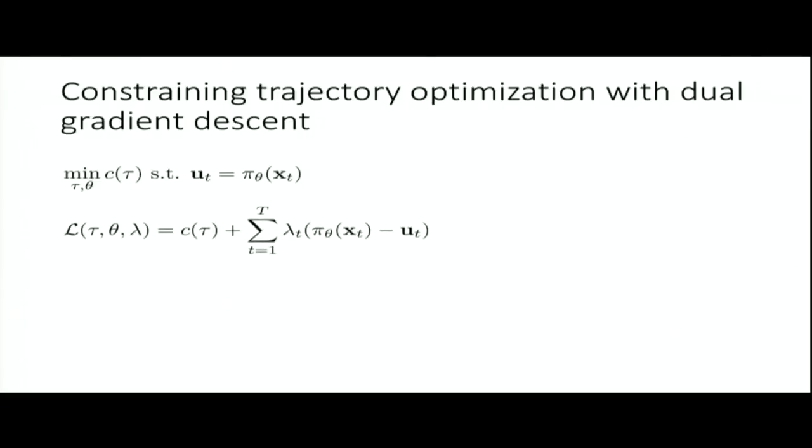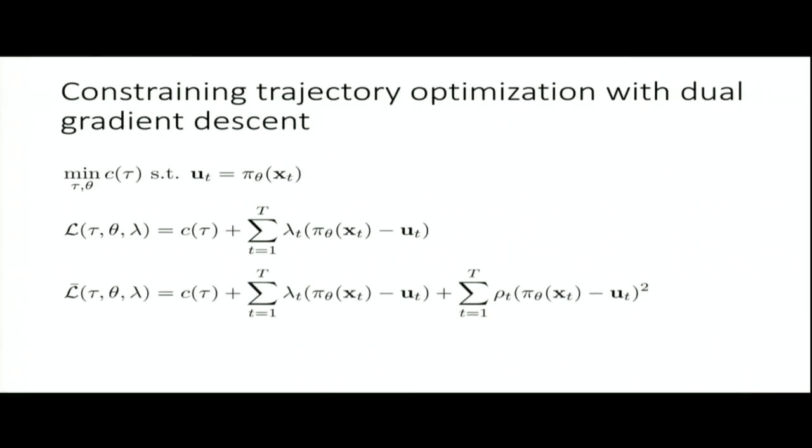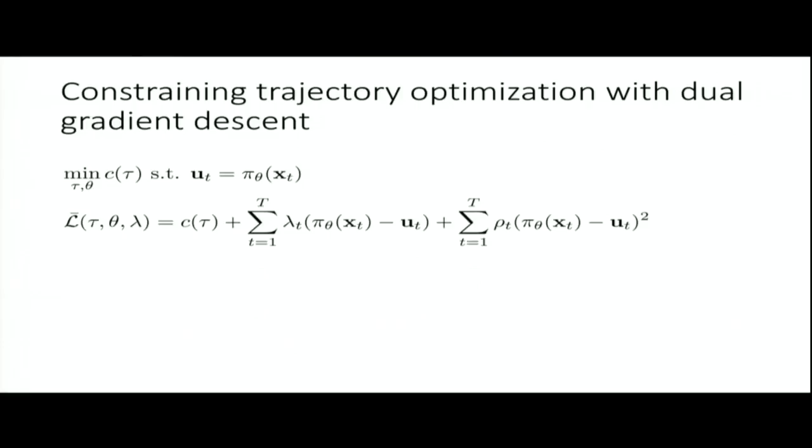Our Lagrangian now is going to be given by this. It's the cost plus the sum over all the time steps of the Lagrange multiplier on that step times pi minus u. So that's just how we write down the Lagrangian. And we want an augmented Lagrangian, so we add this other term that says, let's minimize the squared error. And this is now a very natural term. This is just like L2 error between what your policy does and what your trajectory does. Makes perfect sense. So that's what we're going to use.